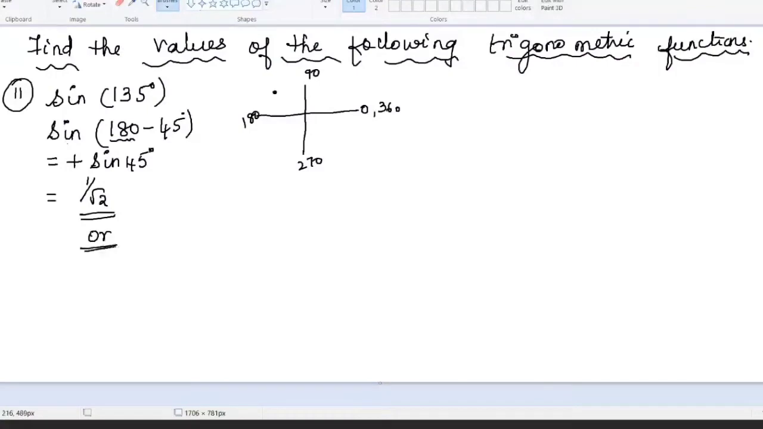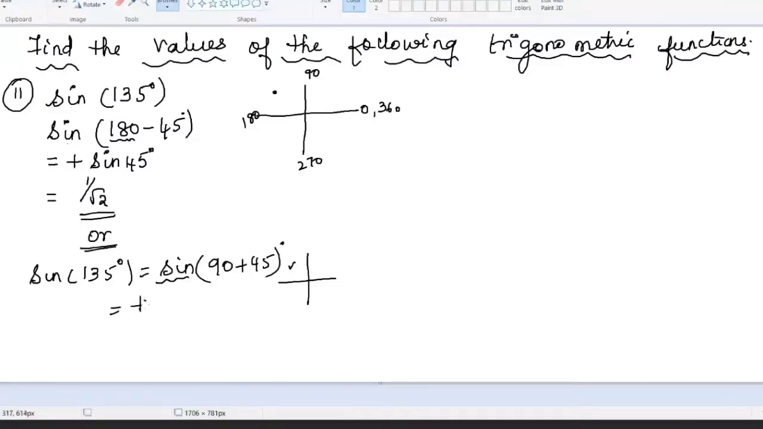So I'm writing, sine 135 can be written as sine of 90 plus 45. Now 90 plus lies in the second quadrant. In the second quadrant, sine is positive, so write the sign plus. Next, this 90 lies on the standing line, so I have to change to the cofunction. Who is the cofunction of sine? Cos. Cos 45. I know from the table sine 45 and cos 45 are the same, and that is equal to 1 by root 2.